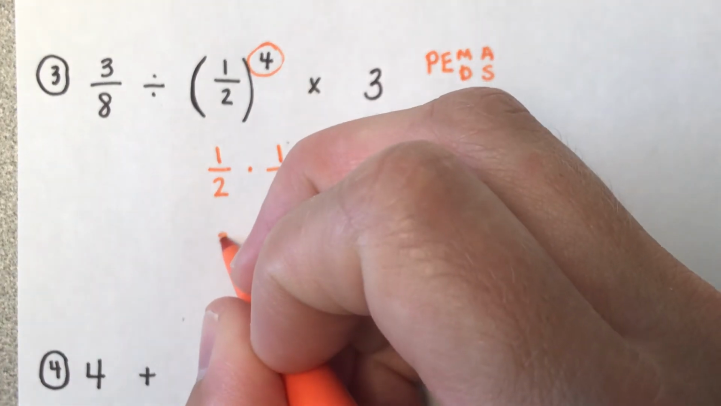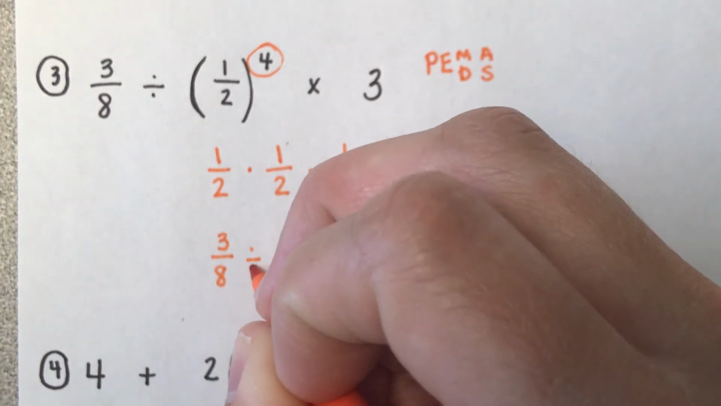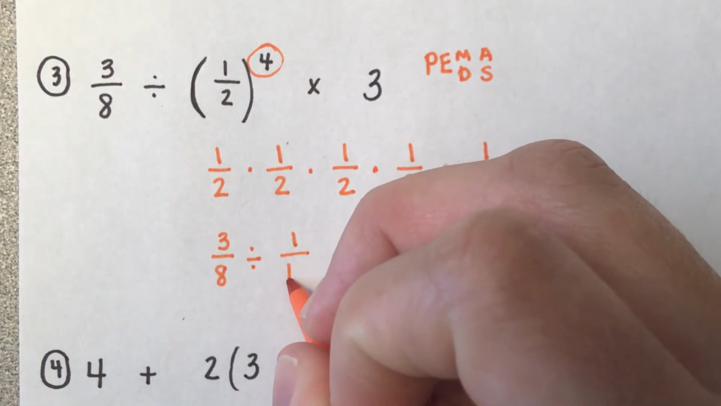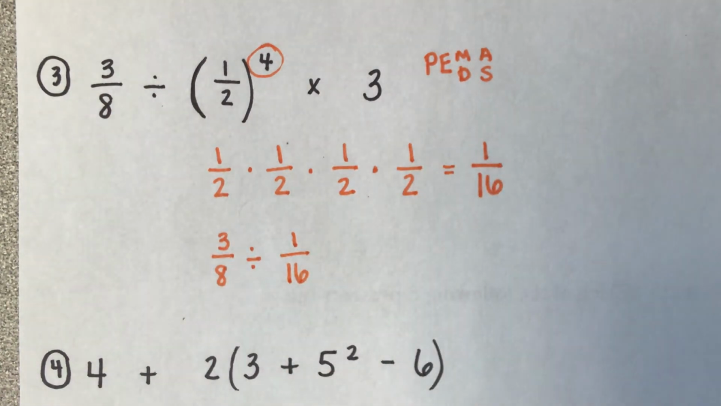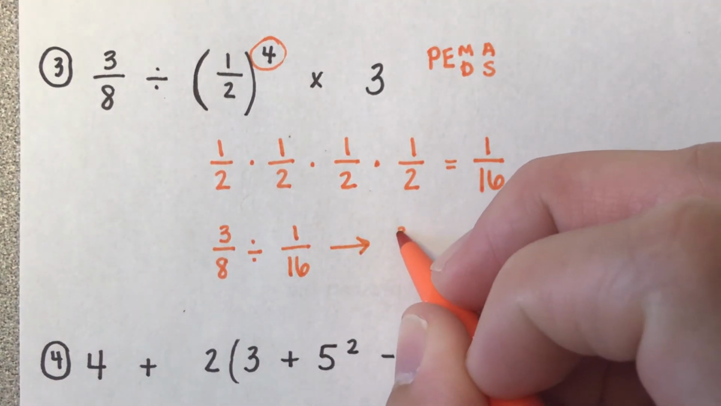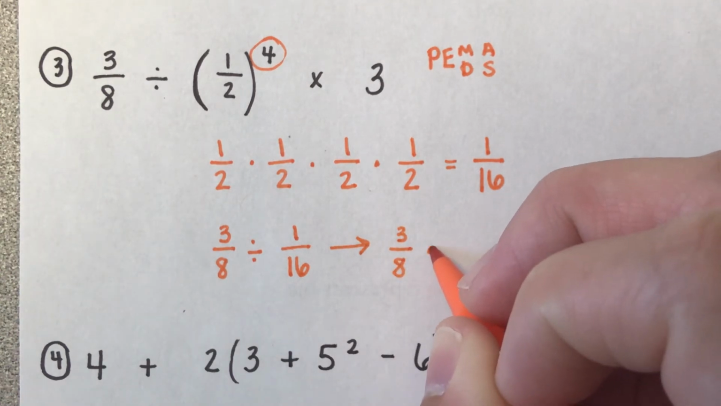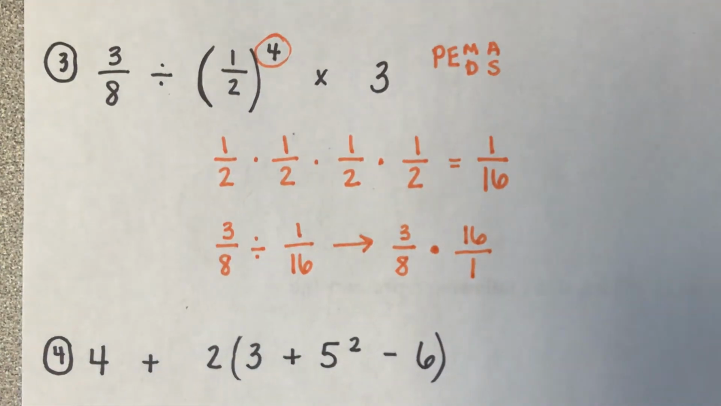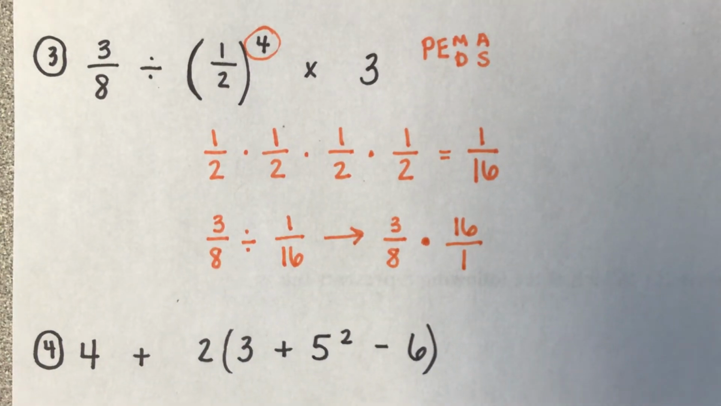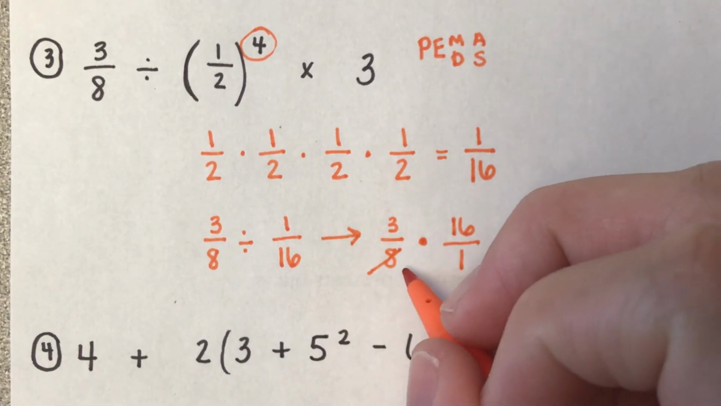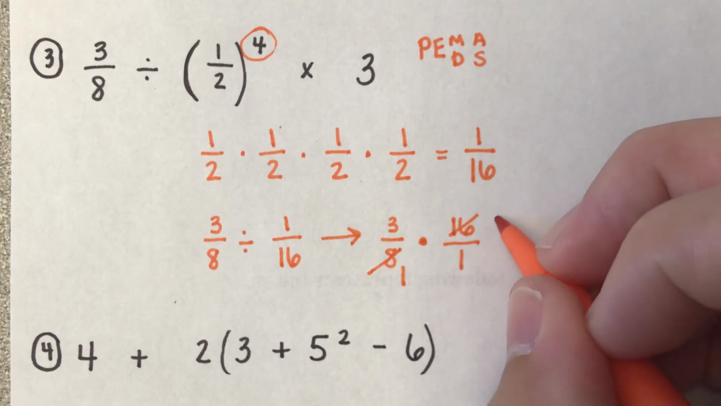So 3/8 divided by, remember, we solved this. This right here is now this. Okay? So now we need to remember our rules for dividing fractions, and our rules for dividing fractions are that you're going to multiply by the reciprocal. So now this becomes 3/8 times, remember you flipped that second fraction, and now it's 16/1. Okay, to make life a little bit easier, I'm going to cross cancel. So how many times does 8 go into 8? It goes into it once. 8 goes into 16 twice.